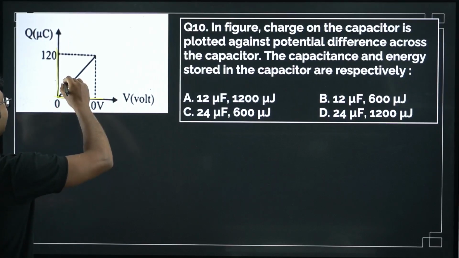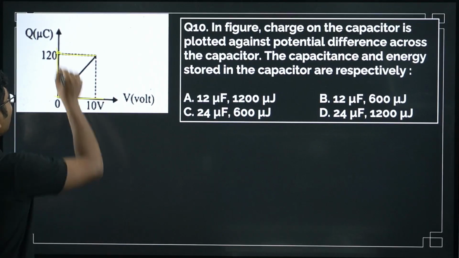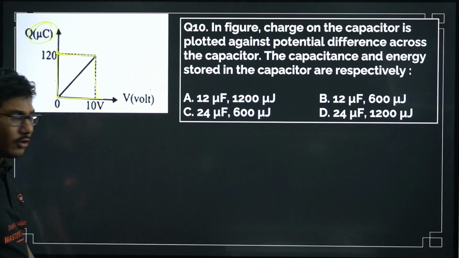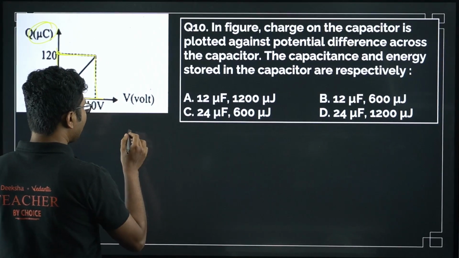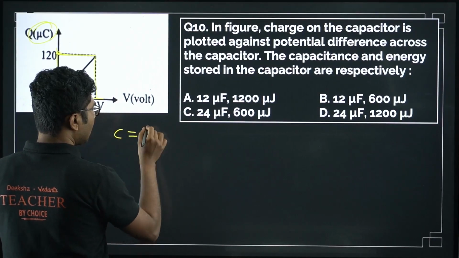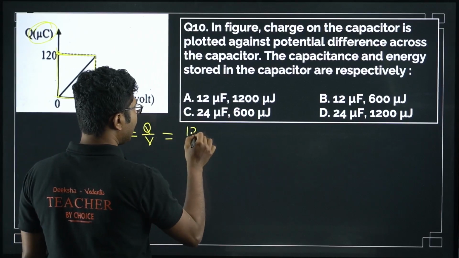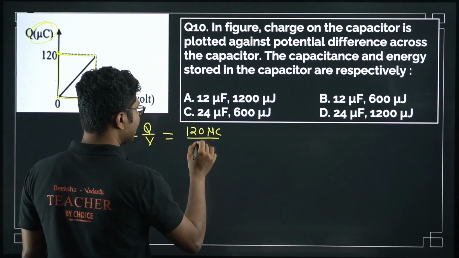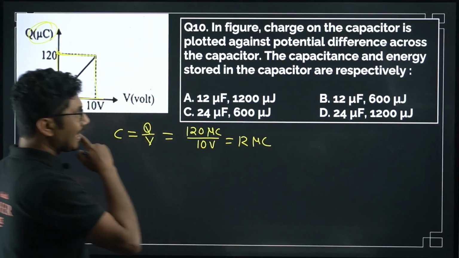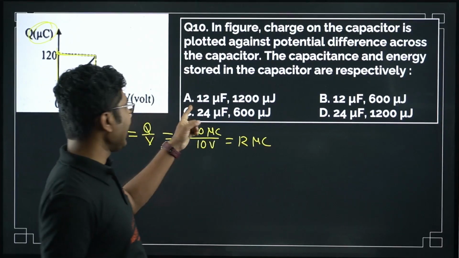First, at 120 microcoulomb charge the voltage is 10 volt. So we know that capacitance equals Q by V. Q is 120 microcoulomb and V is 10 volt, so it will be 12 microfarad. Okay, so 12 microfarad is the capacitance. So either A or B is the correct answer.